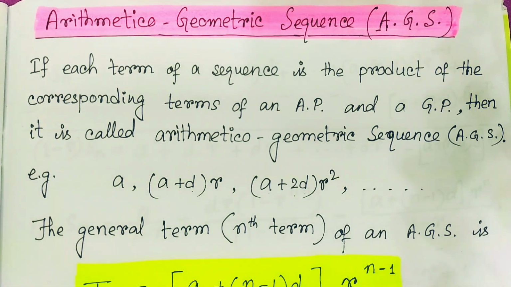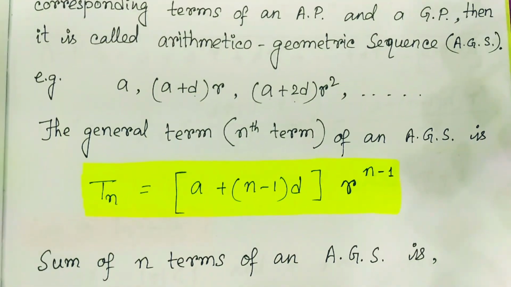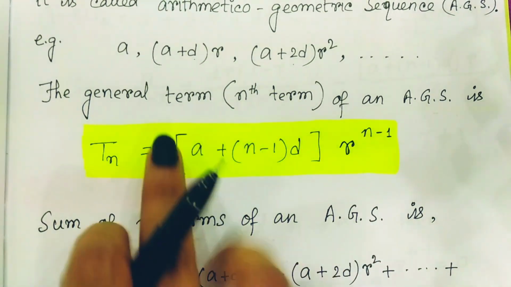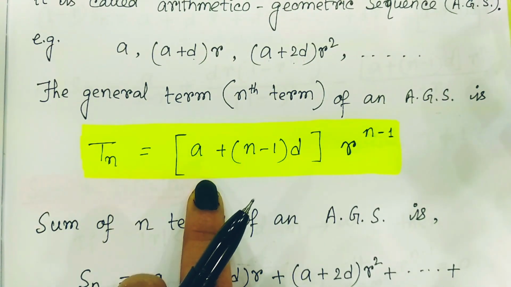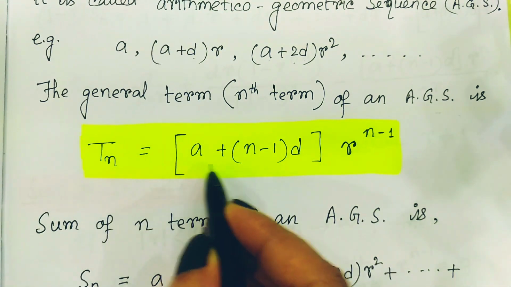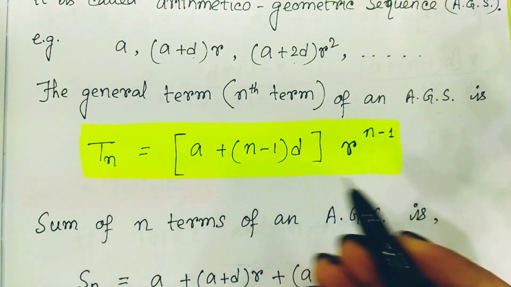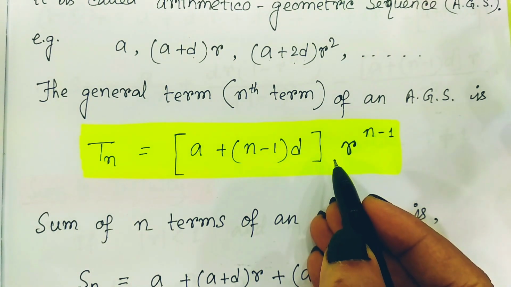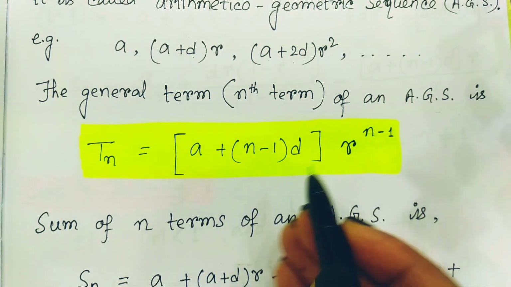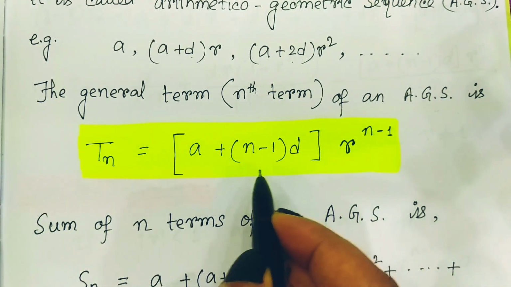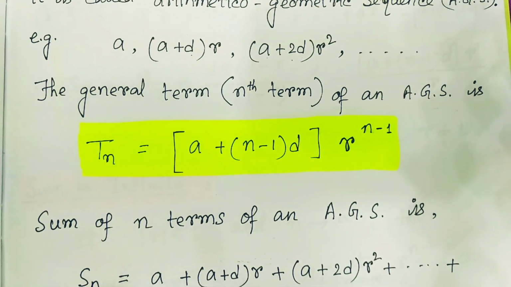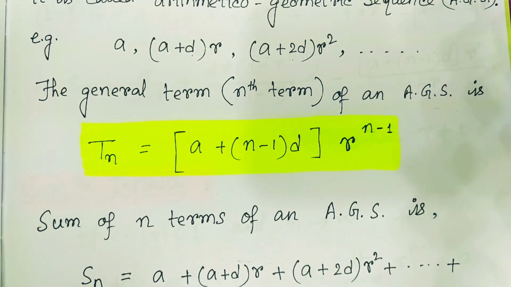So at first we should find the nth term of such a sequence. It is very simple. The nth term is the product of an AP term and a GP term. The AP term for the nth term is A plus n minus 1 into D, and the GP term for the nth term is R to the power n minus 1. We write the product of these, so this one is our Tn. Now our requirement is the summation of this given sequence.